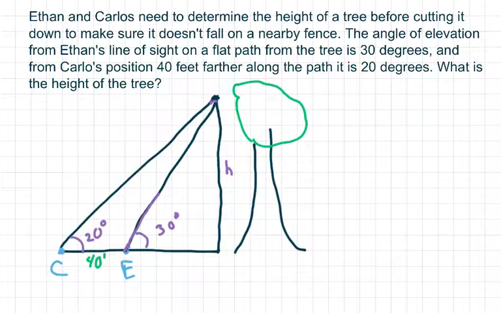Okay, so what we're going to do is separate out these triangles. We're going to separate Carlos's angle of elevation triangle and Ethan's. So let's do Carlos's first and solve for height. We don't know the distance here, so we're going to leave that be x. So this total would be 40 plus x. So we're going to use the bigger triangle. I'll just do it on the next page.